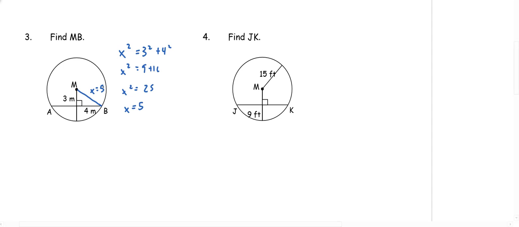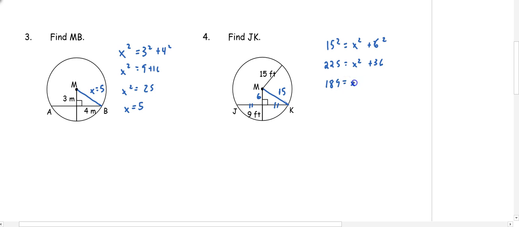Number four, find JK. So remember, JK again is the chord that's been bisected. We have a radius that is 15. So in the triangle, I can draw that this part's 15. Now, I don't have the second side of the triangle yet. I do know that this line right here is a radius. And if the bottom part's 9, 15 minus 9 gets us 6. So now I can do Pythagorean theorem. So we get 15 squared equals x squared plus 6 squared, which gets us 225 equals x squared plus 36. We can subtract 36 from both sides, and we get 189 equals x squared.